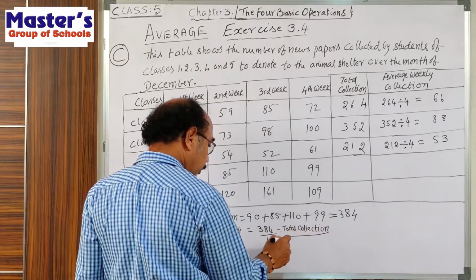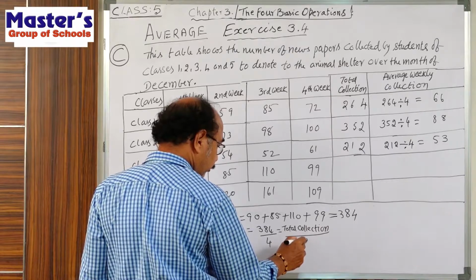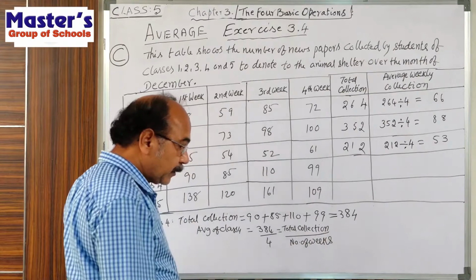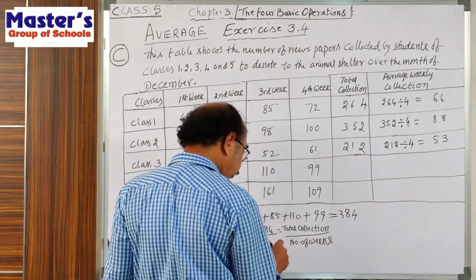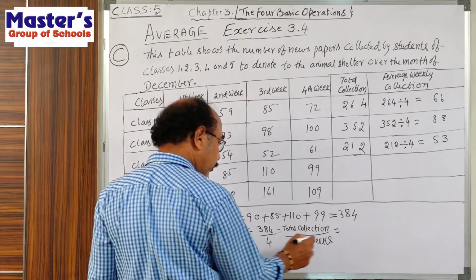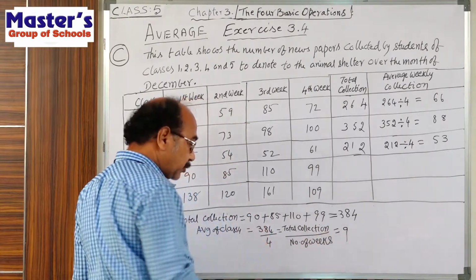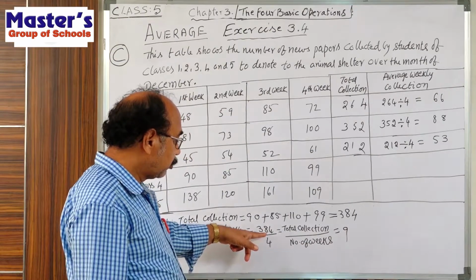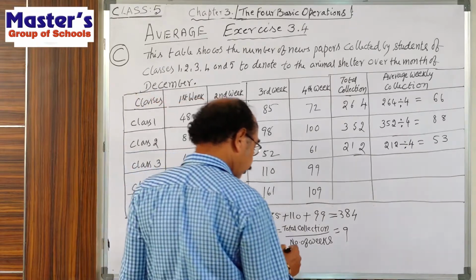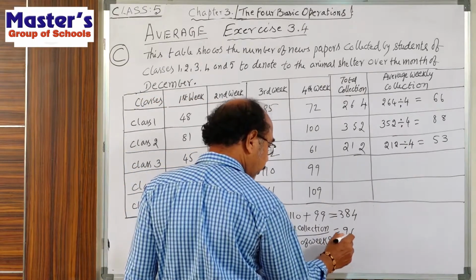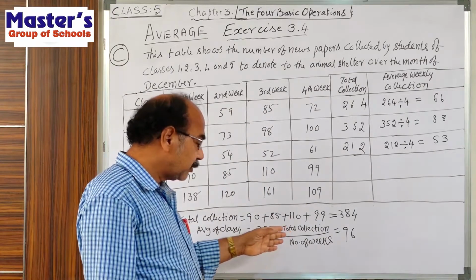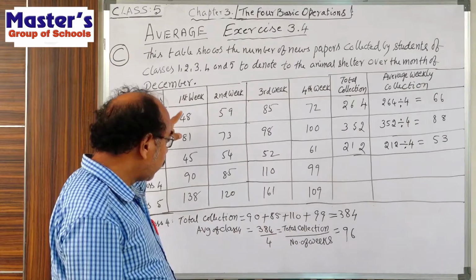Total collection divided by number of weeks. So 384 by 4: how many times? 4 nines are 36, 2 remainder. 24, 24 by 4. In 4 divides 24 how many times? 6 times. 96.